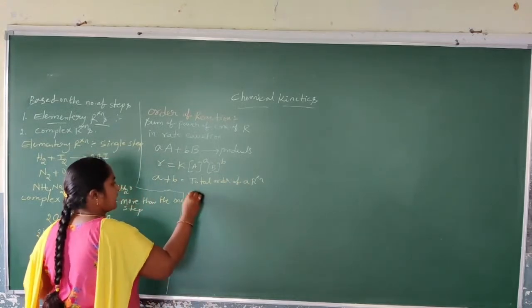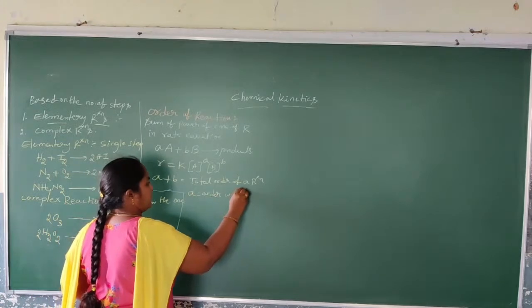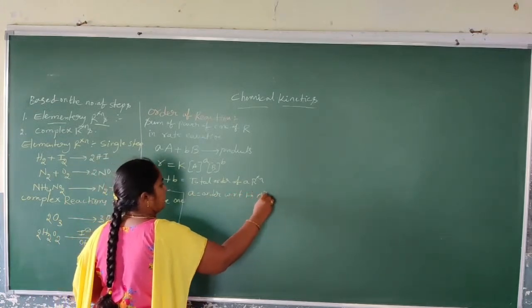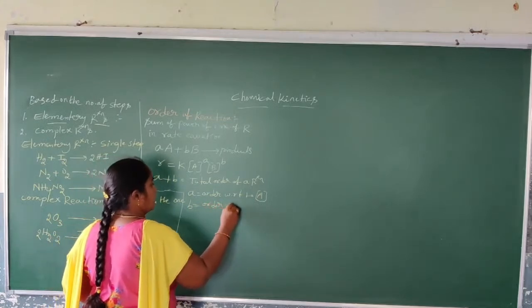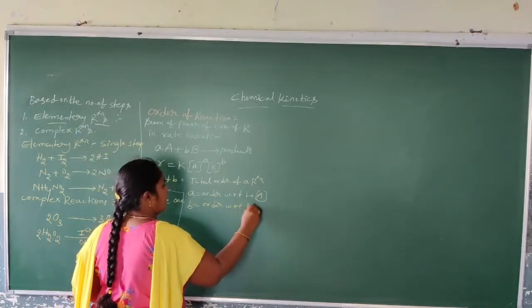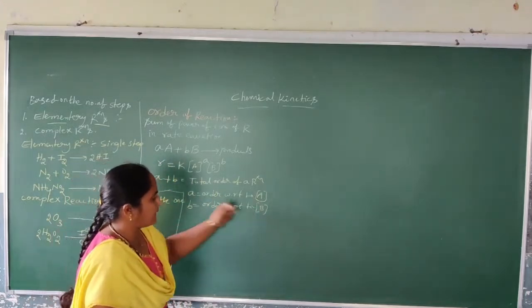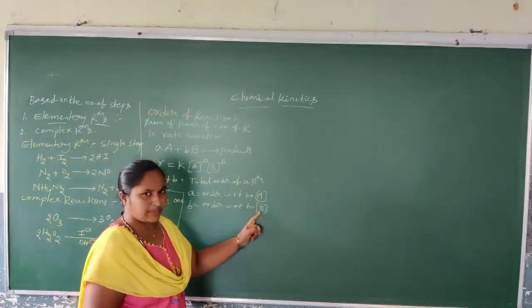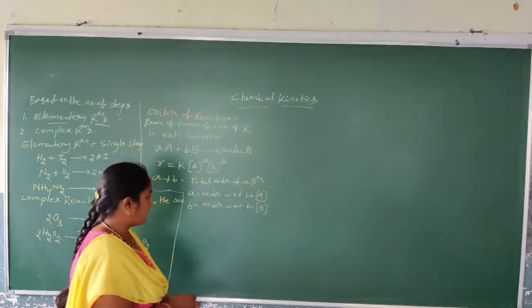Small a is the order with respect to A. Small b is also an order, but with respect to B. Individual orders: for A it is small a, for B it is small b. The total order of the reaction is a plus b.